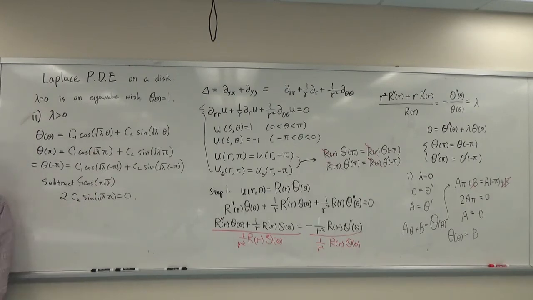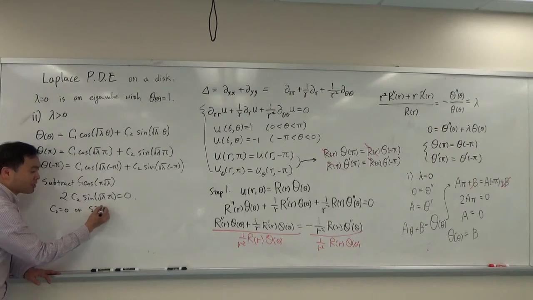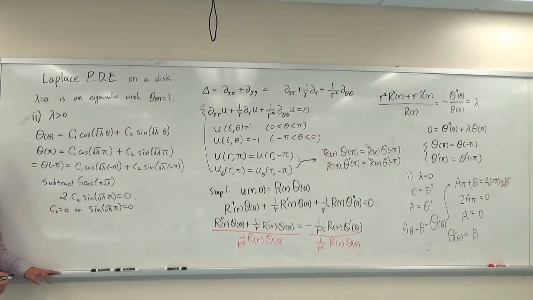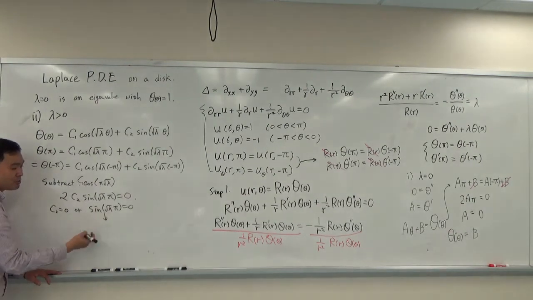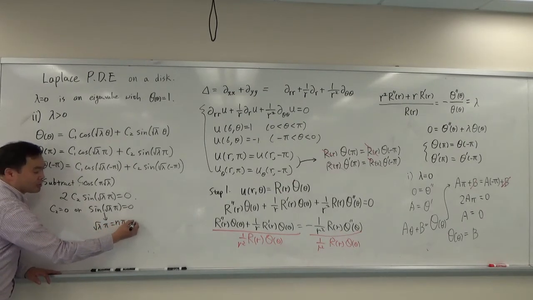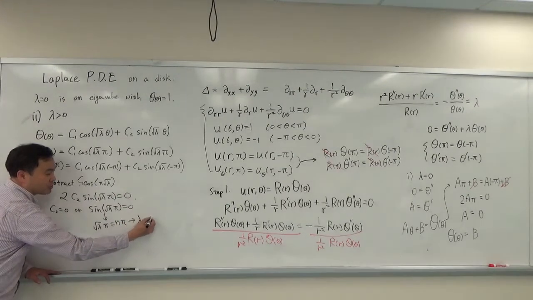So what's your conclusion here? C2 is 0, or sine of square root of lambda pi is 0. Okay. Now this one, we know what happens. When does this happen? When square root of lambda pi is n pi, so that lambda is n squared.